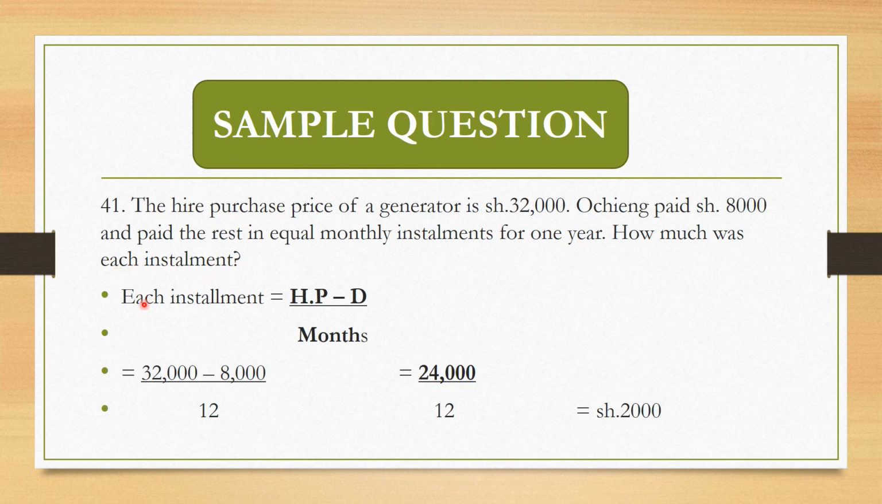So in class 7 you learned that each installment is given as hire purchase minus deposit, over number of months. So this is your hire purchase and this is your deposit, because this is the first amount that you are paying. Then number of months, remember 1 year it is 12 months. So don't divide by 1, you divide by 12. This was the area that most of the pupils got challenged. How much was each installment? So if you use the formula there, it is 32,000 minus 8,000 over 12, not over 1. So 24,000 over 12, and your answer is 2,000.